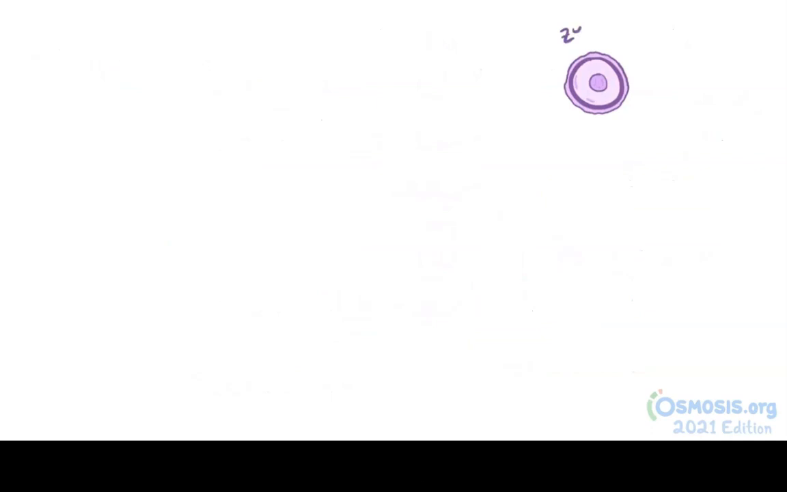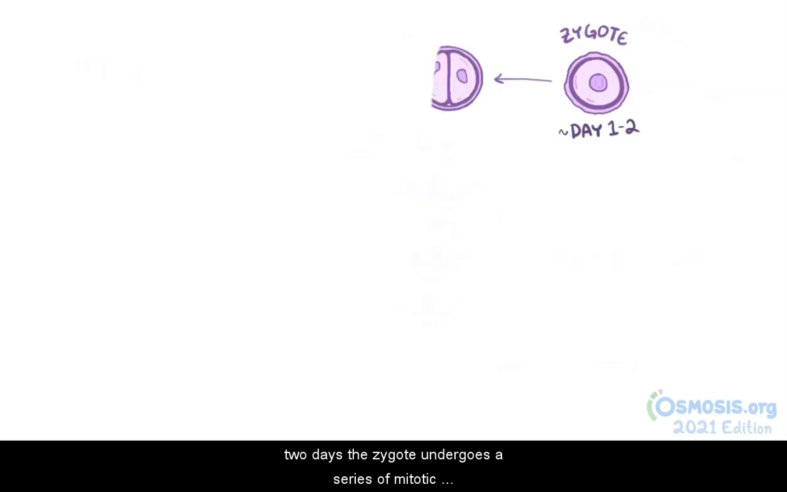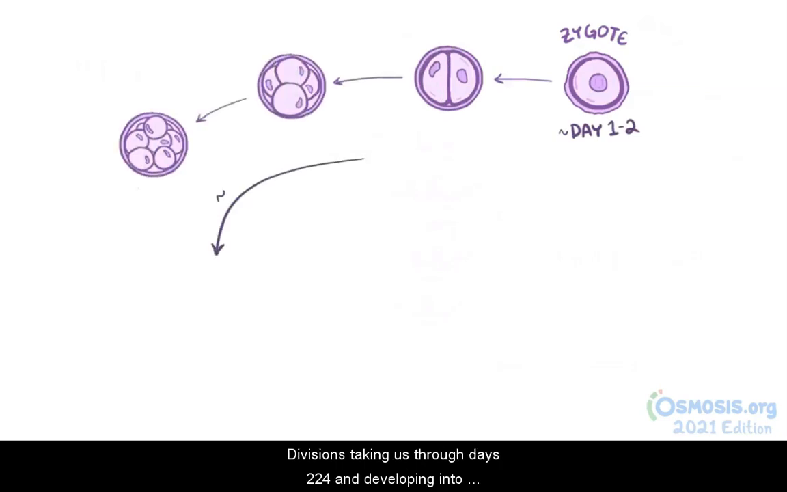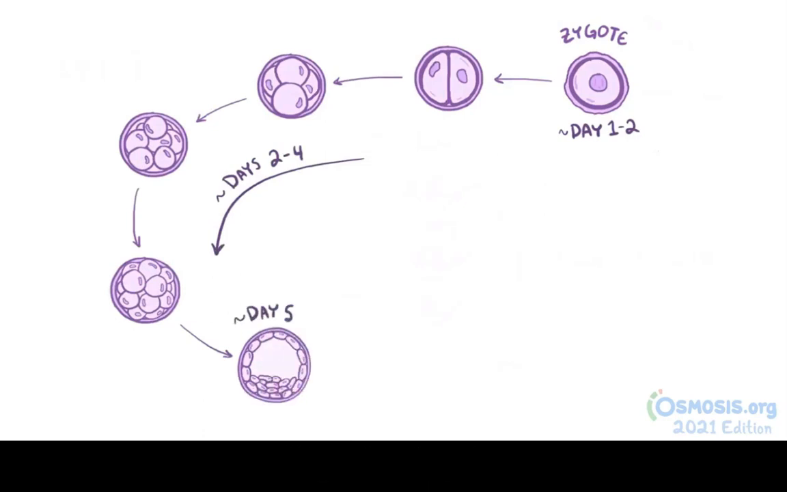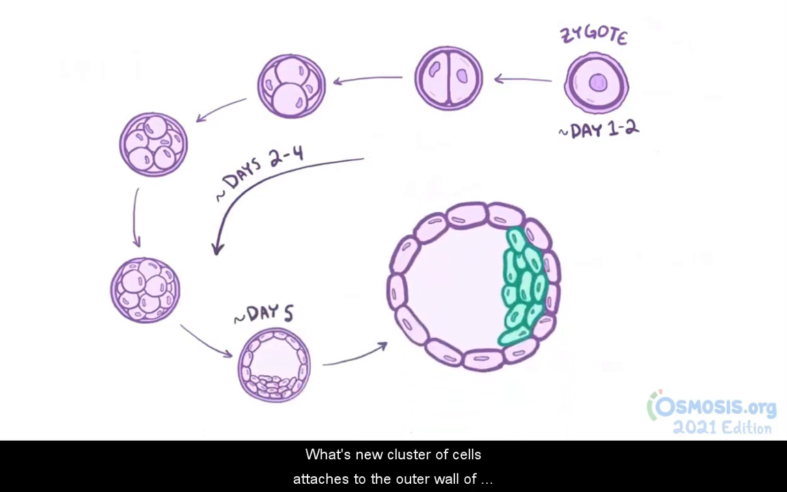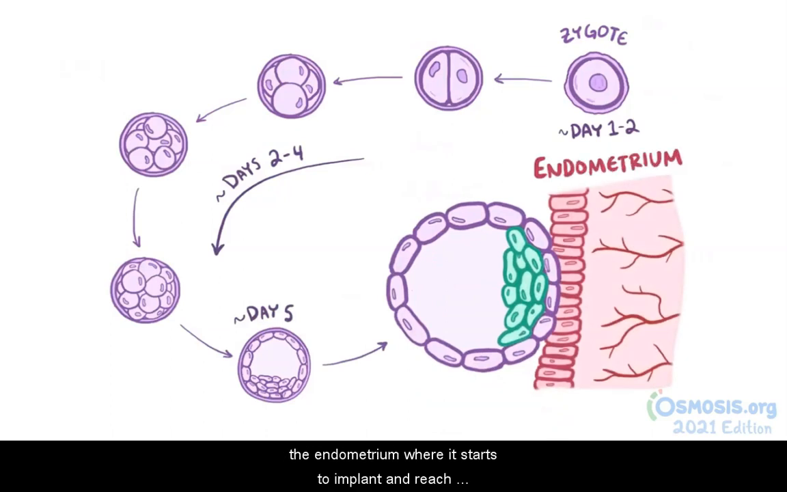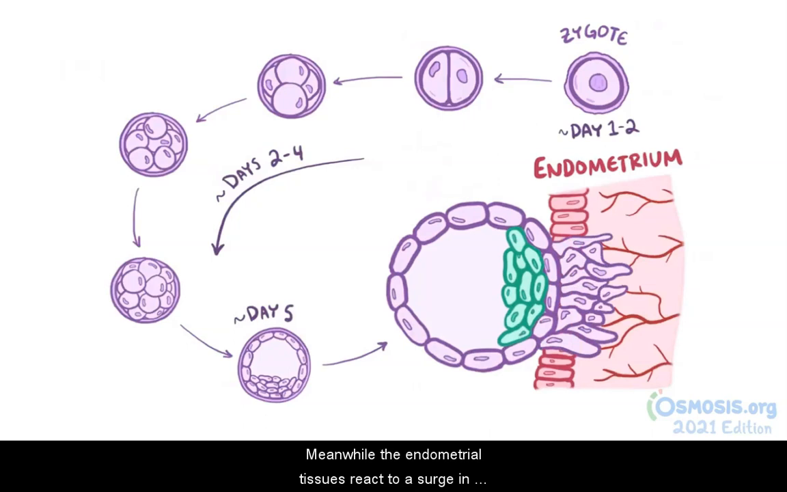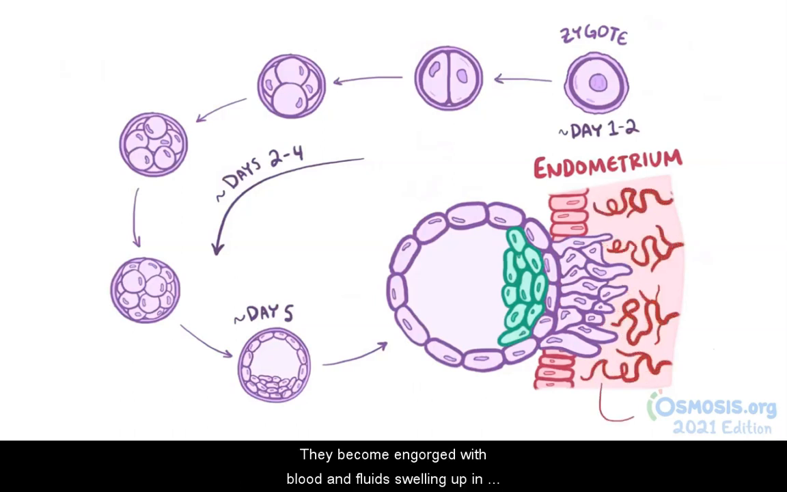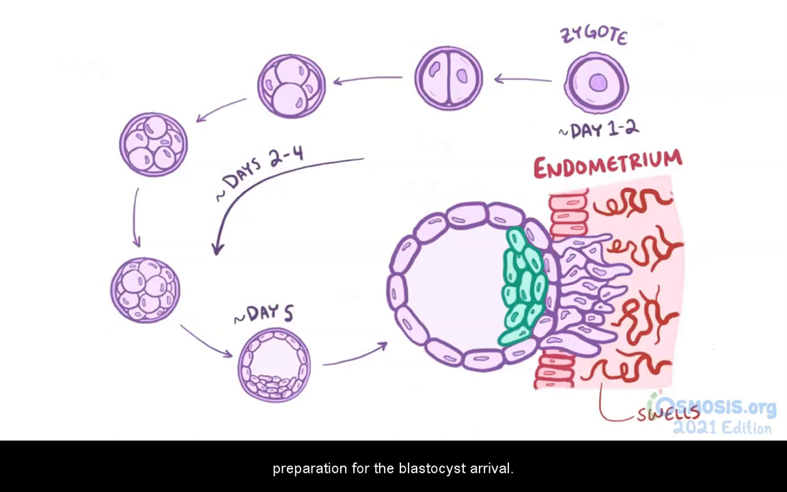Alright, as a quick recap. Just a few hours after its formation at around 1 to 2 days, the zygote undergoes a series of mitotic divisions, taking us through days 2 to 4 and developing into a blastocyst around day 5. This new cluster of cells attaches to the outer wall of the endometrium, where it starts to implant and reach into the endometrial wall. Meanwhile, the endometrial tissues react to a surge in progesterone released from the corpus luteum. They become engorged with blood and fluids, swelling up in preparation for the blastocyst's arrival, and this takes us up to about day 7.